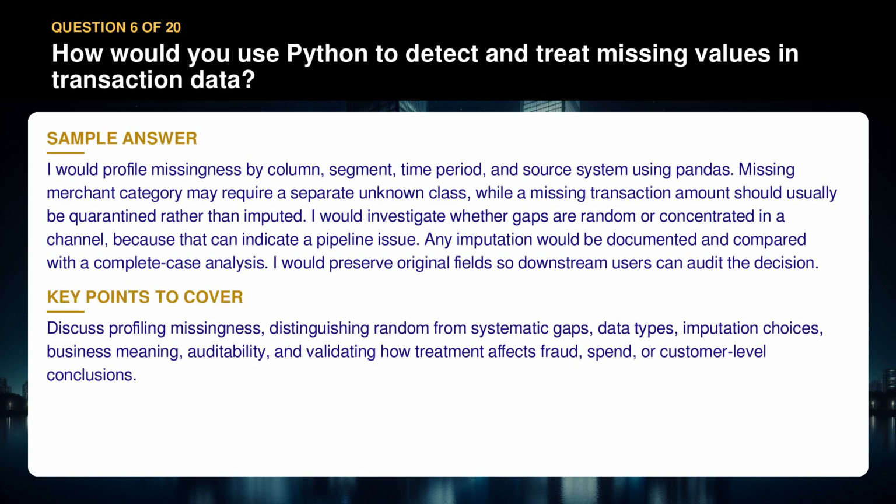Discuss profiling missingness, distinguishing random from systematic gaps, data types, imputation choices, business meaning, auditability, and validating how treatment affects fraud, spend, or customer-level conclusions.